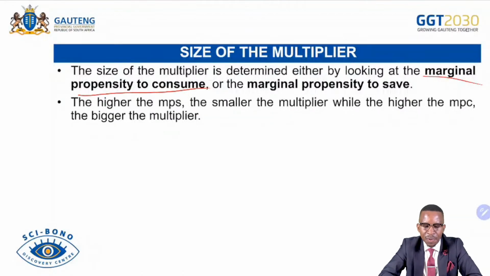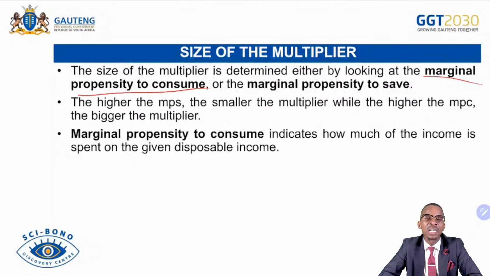The higher the MPS, the smaller the multiplier, while the higher the MPC, the bigger the multiplier. Therefore, between MPC and the multiplier, we have a positive relationship. Between MPS and the multiplier, we have a negative relationship.